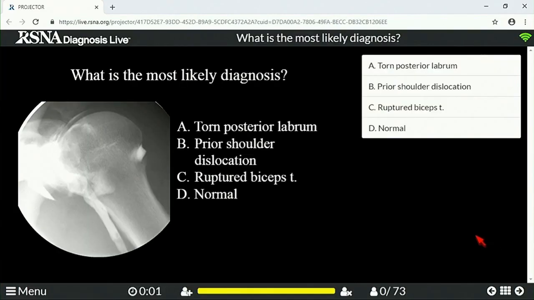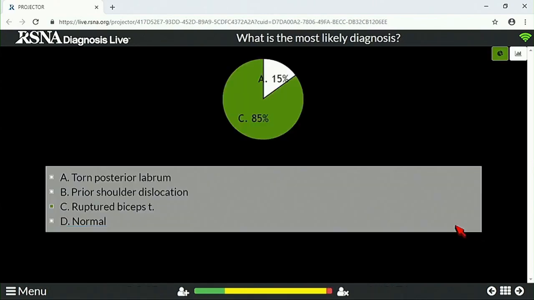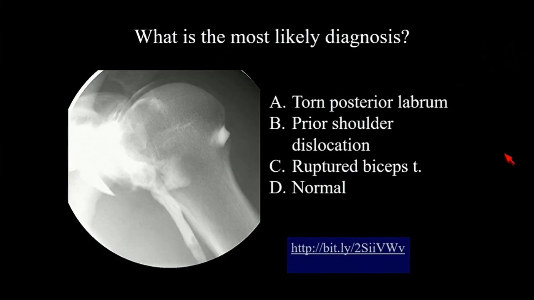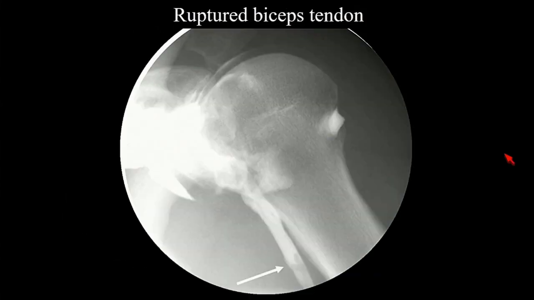Okay, so those who have their devices, why don't you please vote, see what you think. All right. Okay, great. So most people got this correct. That is true. This is a ruptured biceps tendon. Okay, so we're going to go through the findings here.